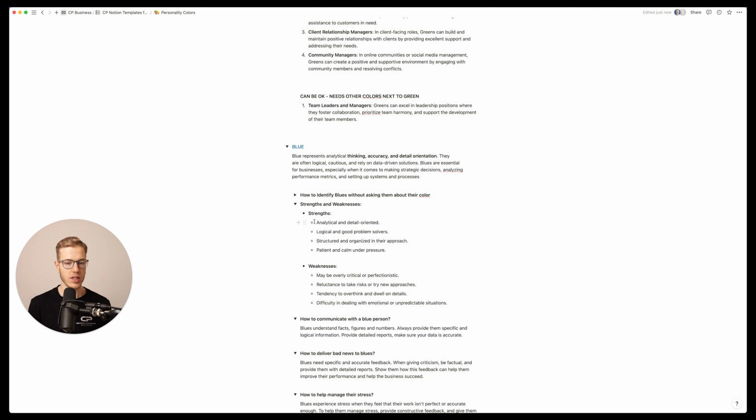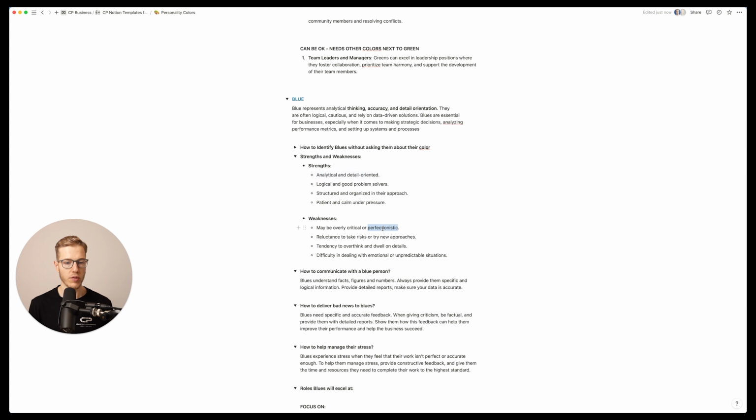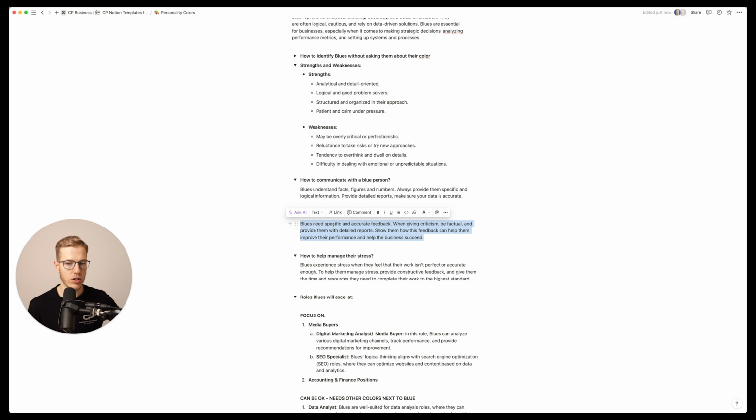And then strengths here: analytical, detailed, logical, patient, structured, organized, but they might be too perfectionistic. These are the weaknesses: they tend to overthink things. So that's why you need to know their strengths and also give them good guidance so they can overcome these weaknesses. And here we have communication: facts, figures, numbers. How to deliver bad news: when giving criticism, be factual and give them detailed reports. For them, it's all about facts, figures, numbers.